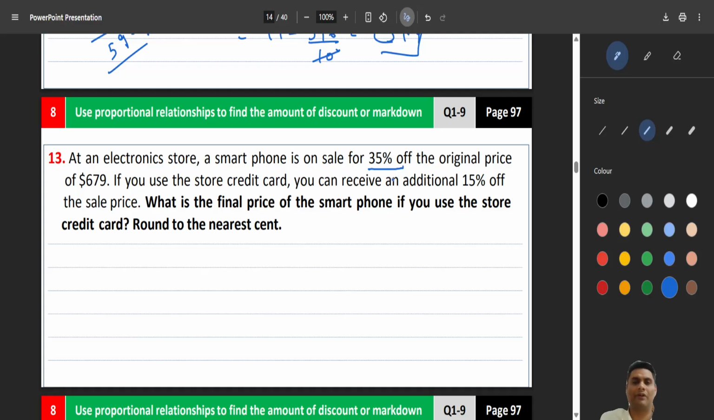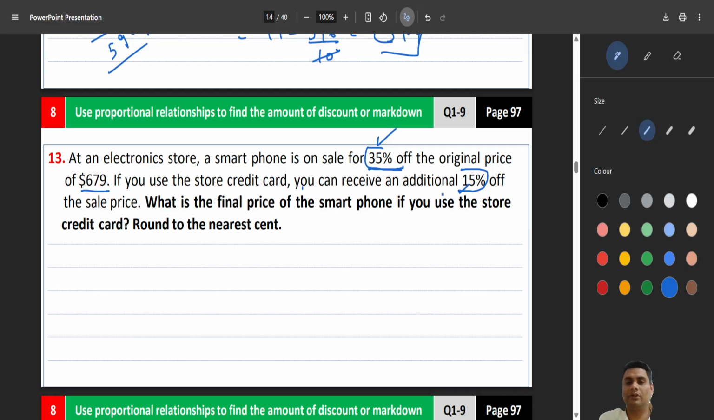So there is a smartphone and there is a 35% discount going on it. What is the price of the smartphone? 679. Let us read the question first. If you use your store credit card, you can receive an additional 15% off. Now, in this question, we have two discounts. First 35% and then 15%.